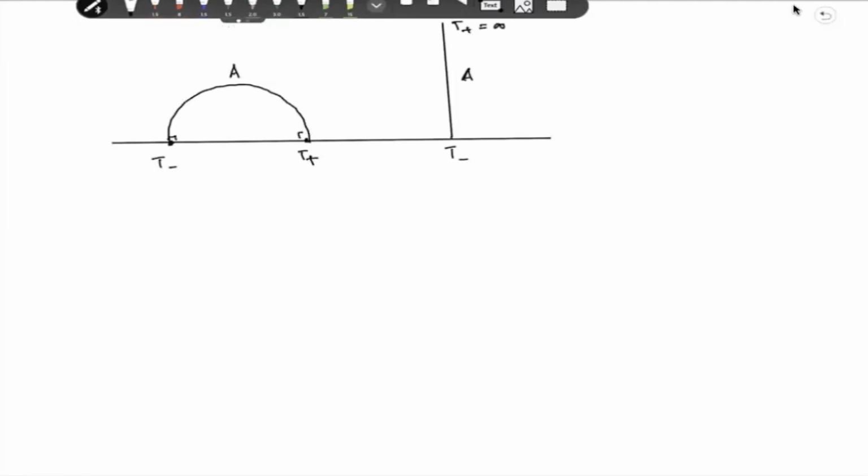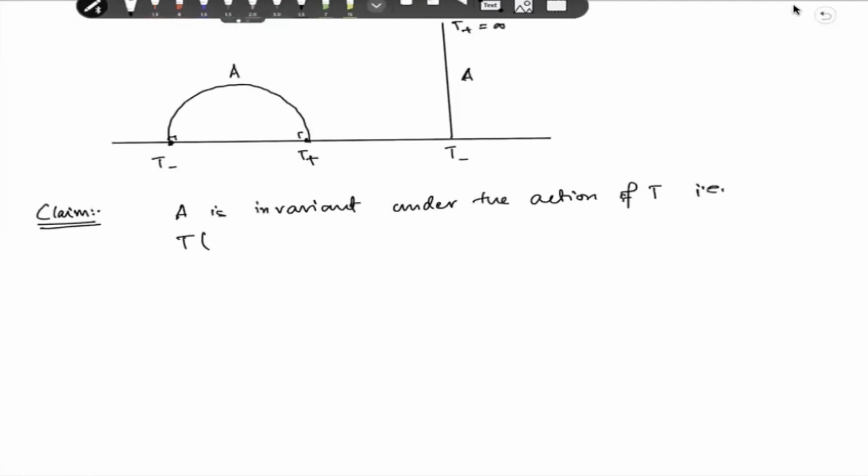So now the claim is, A is invariant under the action of T. That is, T fixes this axis setwise. So T of A is equal to A. So the proof is very simple. So what is the proof?